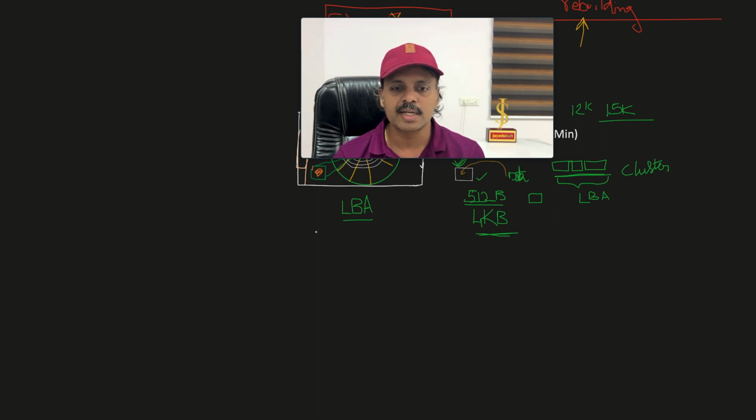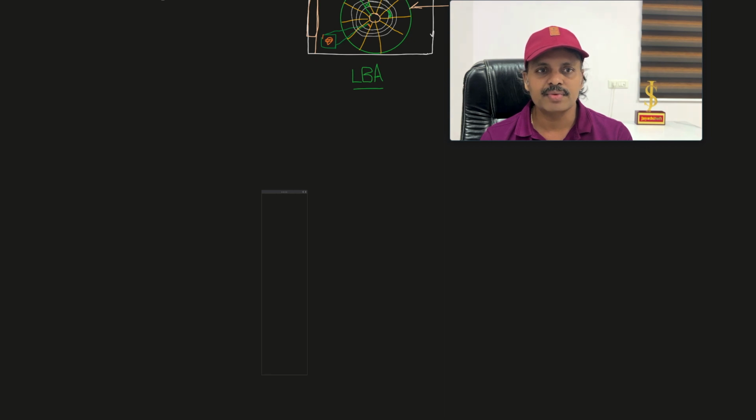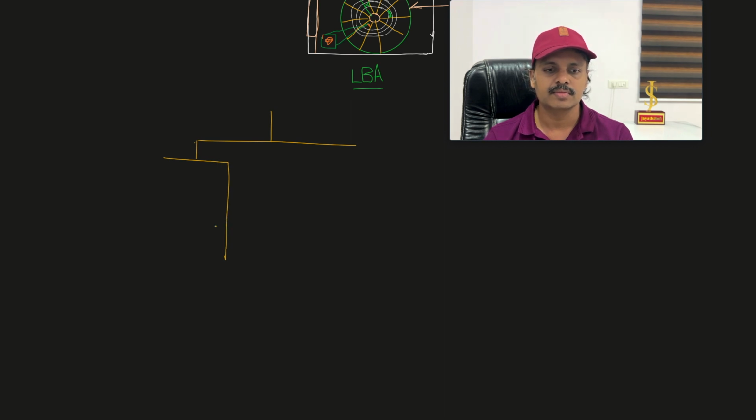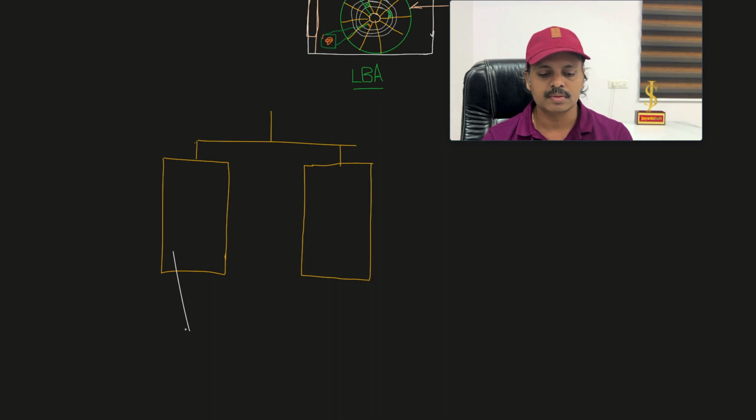Give me a minute, first I will draw it, then we can discuss it. Here also I will take an example of two disks. Let's say you have disk 1 and disk 2, D1 and D2.